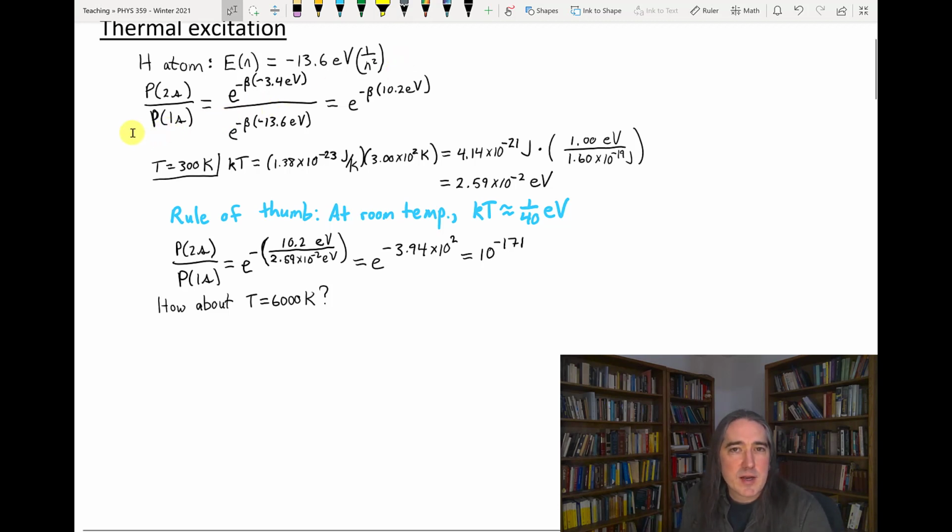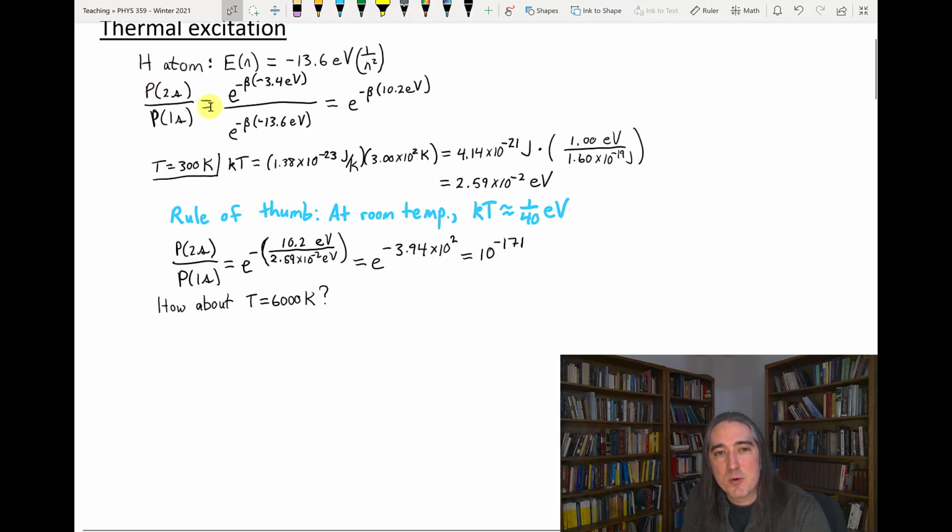So one question that we can ask, based on what we talked about in the last lecture, is the ratio of probabilities to be in different states. The 1s state is the lowest energy state, that's the ground state, and the 2s is the first excited state. This is the lowest energy state above the ground state. So we're just going to ask, what's the probability that we have an atom in the excited state compared to the probability that it's in the ground state? And we know from last time that this is just the ratio of the Boltzmann factors.